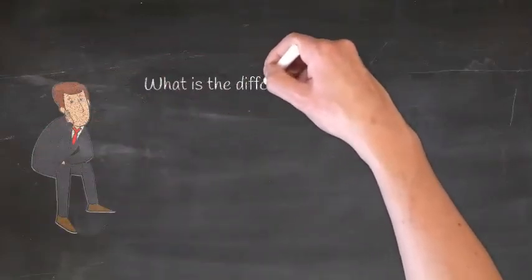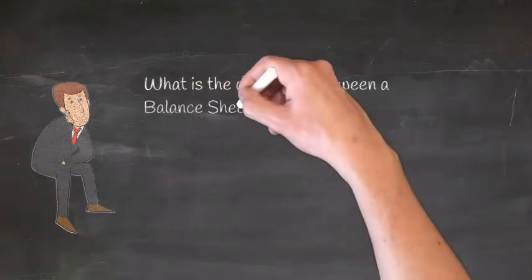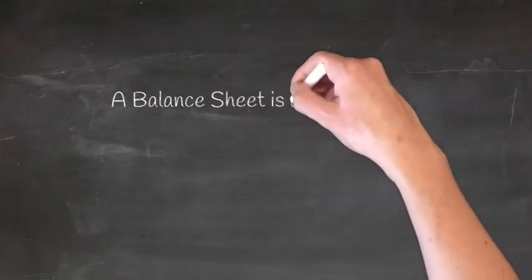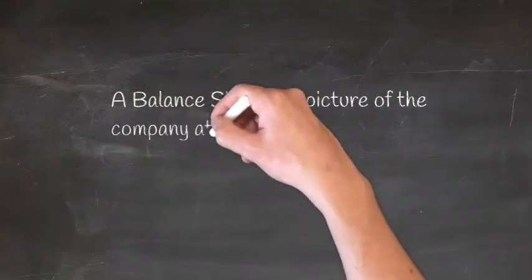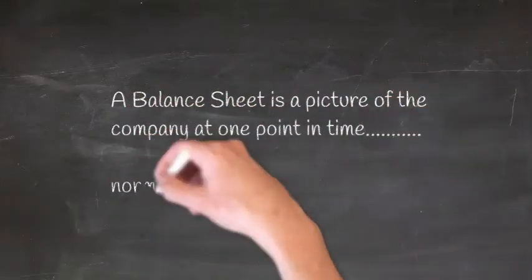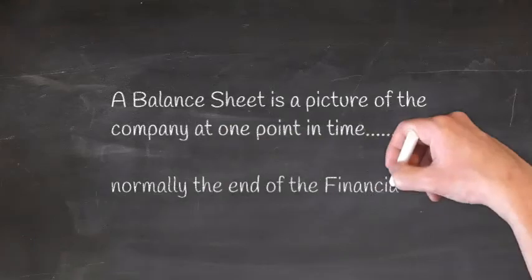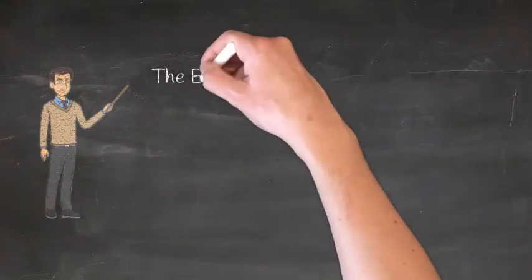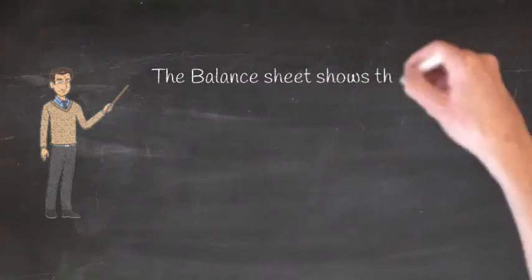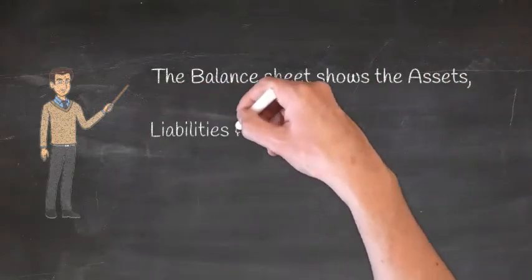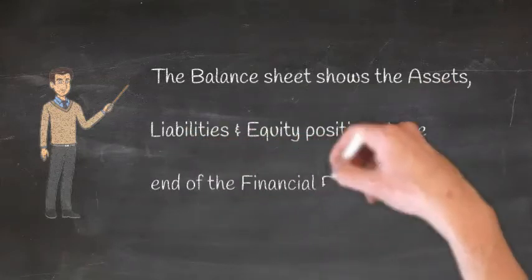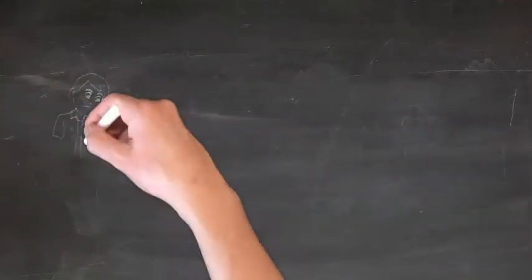What is the difference between a balance sheet and an income statement? A balance sheet is a picture of the company or a snapshot at one point in time, normally the end of the financial year. The balance sheet shows the assets, liabilities, and equity position at the end of the financial period.